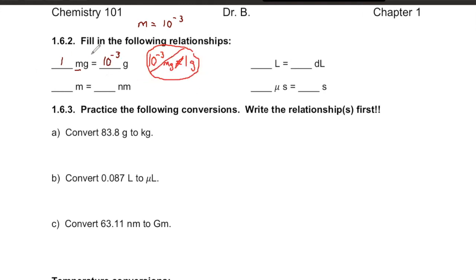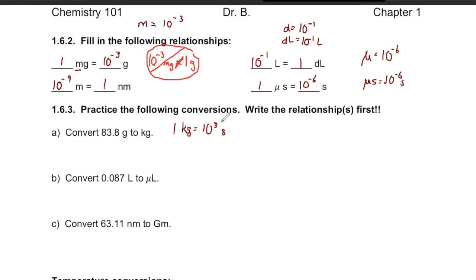So in addition to knowing the prefix, you make sure that you know how to write the relationship with that prefix. So nano means 10 to the -9. 1 nanometer is 10 to the -9 meters. Deci means 10 to the -1. So a deciliter is 10 to the -1 liters. Micro is 10 to the -6. A microsecond is 10 to the -6 seconds. Okay, kilo is 10 to the 3, so a kilogram is 10 to the 3 grams.